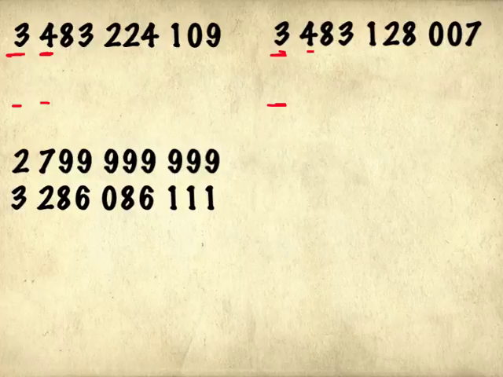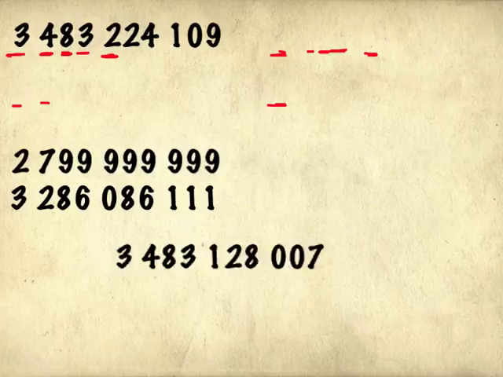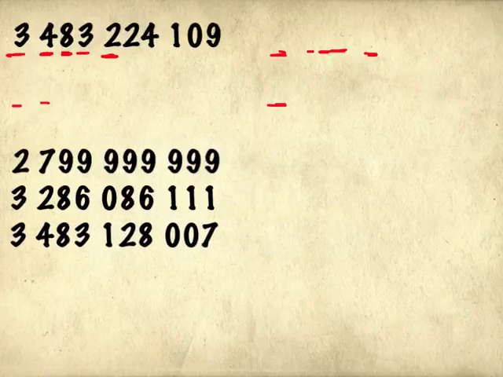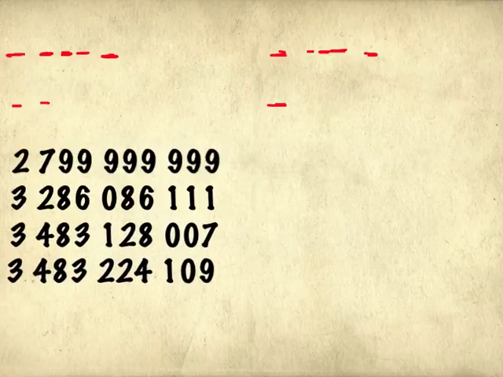Now I'm down to 2 numbers, so I'll check the 10 millions place. They're both 8s, that doesn't help. We'll check the millions place. They're both 3s, that doesn't help. Check the 100,000s place. This one's a 2, this one's a 1. 1 is smaller than 2, so that'll be my next number. And then this is my biggest number.